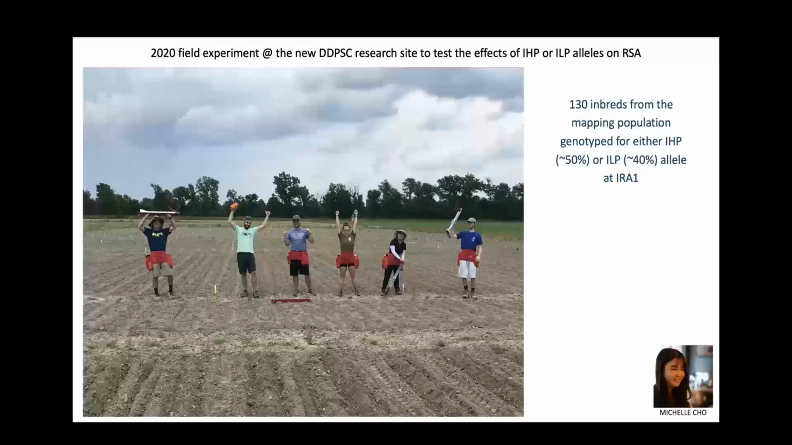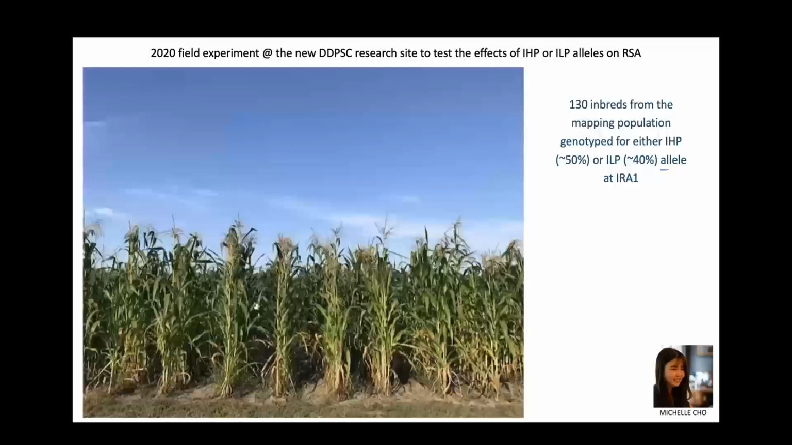So we basically planted this out, 130 inbreds. Just keep in mind, this is a mixed population, so the genetic background is heterogeneous in all of these, right? The only thing we knew was that about half had the IHP or ILP or RA1. Everything else is mixed up. So if we saw any signal for root system architecture, I thought that would be quite encouraging, and that would be an indication that this gene is the actual causative gene.